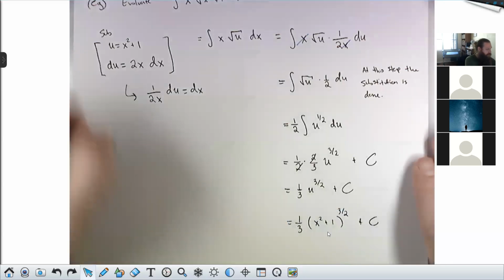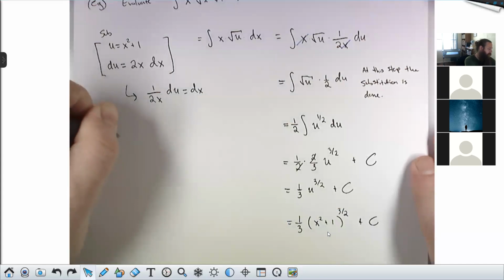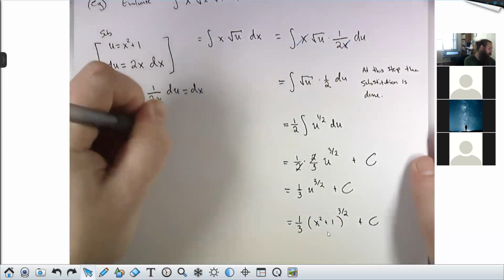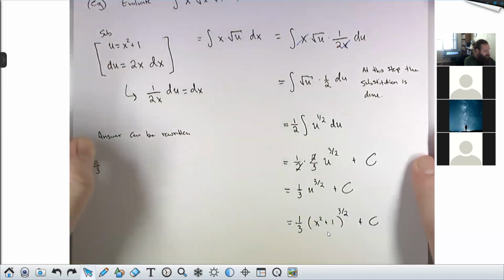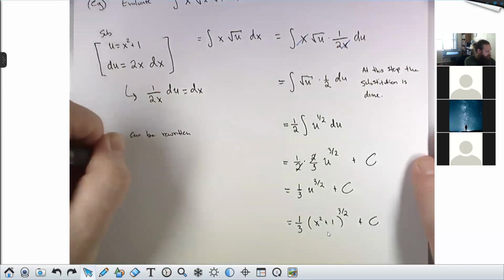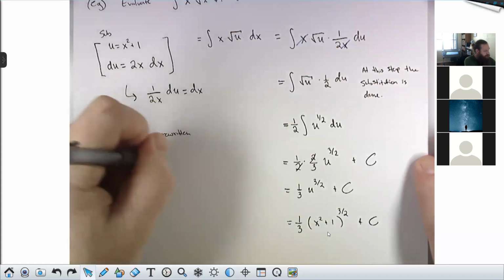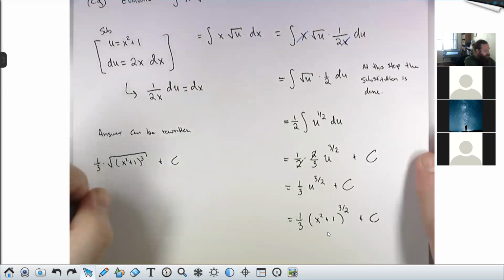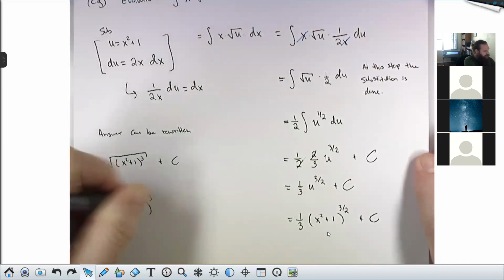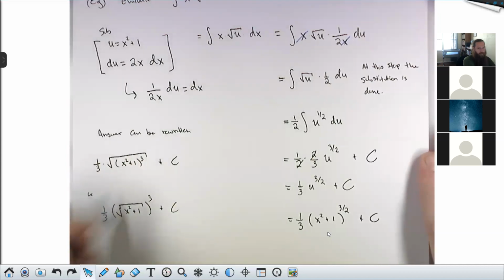If you really want to, this answer can be rewritten a couple different ways. We could write this as 1/3 times the square root of (x squared plus 1) cubed plus c. Or you could transpose those powers. You could write this as 1/3 times the square root of x squared plus 1, all cubed plus c. Either of these would be acceptable.